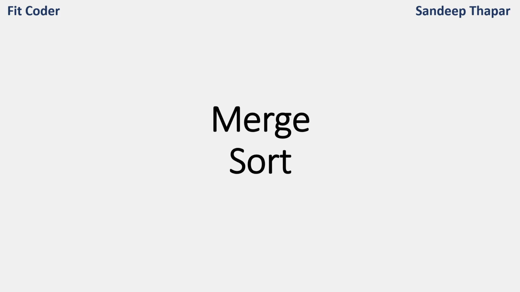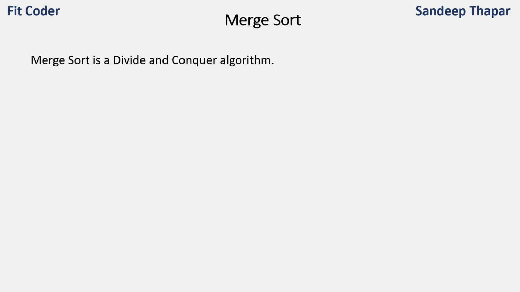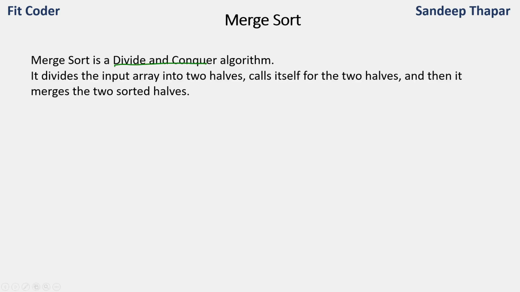Hi everyone, in this video we'll discuss merge sort. Merge sort is a sorting algorithm that is based on divide and conquer. In this, we divide the input array into two halves, then we call this function again for the two halves, and then we merge the two sorted halves.